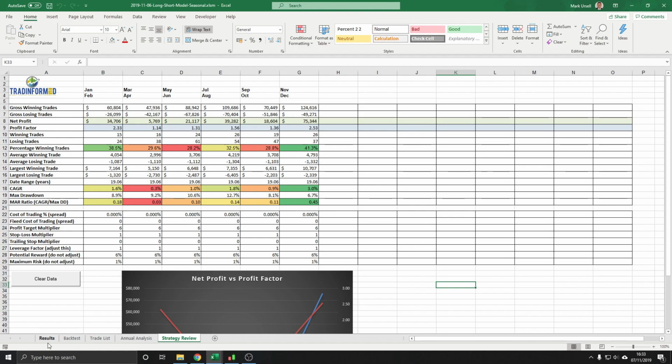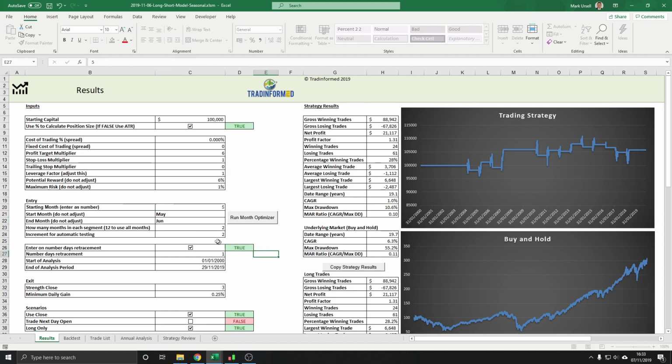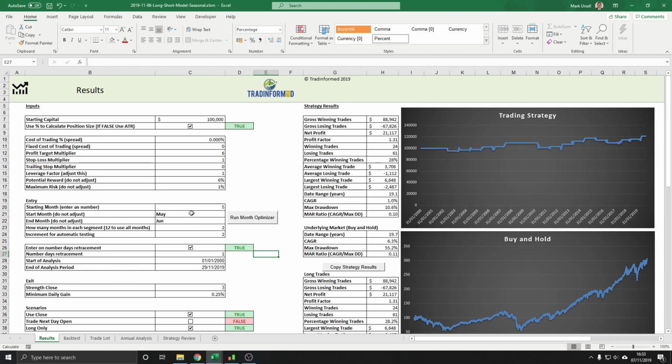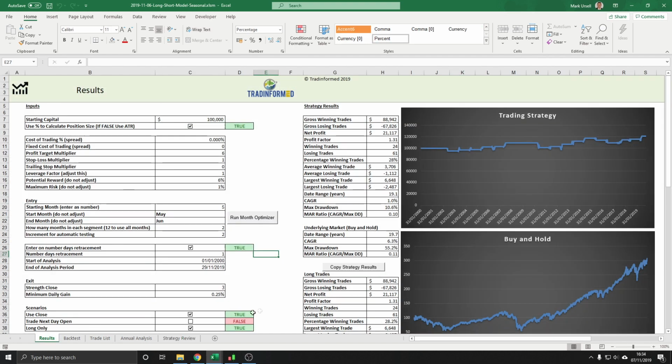So how am I doing this? Well, all the optimizer is doing is automatically running different scenarios. You can do this manually, but the model here takes a lot of the work out of your hands. You can see here the starting month. If I was to move this onto 3 here, it would show the data for March and April. If I was to move it on to 5, it would show us the data for May and June, and so on.